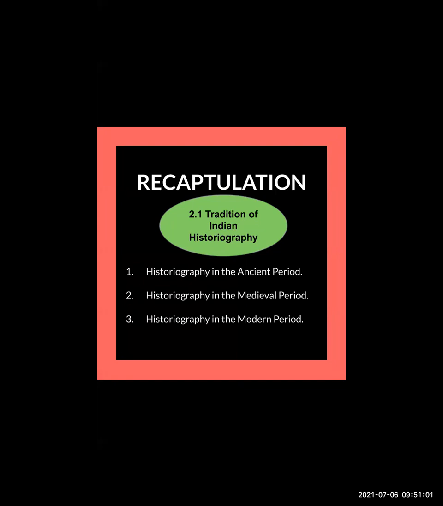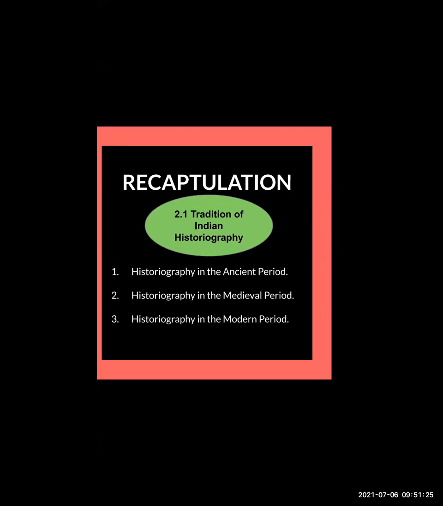Yesterday in 2.1, we learned about historiography in the ancient period. We know that historiography has been divided into 3 periods, and we learned all 3: historiography in the ancient period, historiography in the medieval period, and historiography in the modern period. Today, we are going to learn the next point of this chapter, that is Indian historiography, various ideological frameworks.